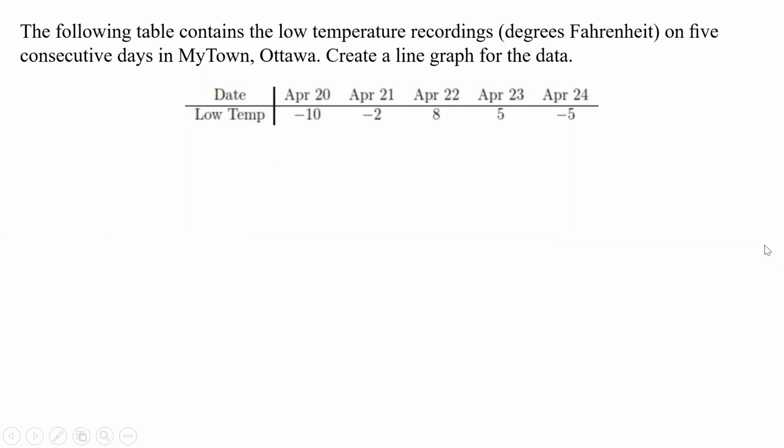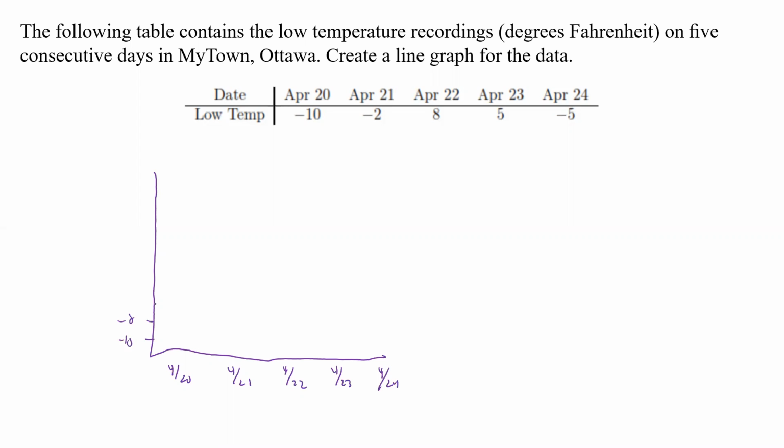Now this one says the following table contains the low temperature readings in degrees Fahrenheit on 5 days in my town, Ottawa. Create a line graph for the data. Okay, well, we've kind of already created some line graphs, so we know how to do that. So let's do that. So we have 420, 421, 422, 423, and 424. And it looks like -10 to 8. So let's call this -10, -8, -6, -4, -2, 0, 2, 4, 6, 8.